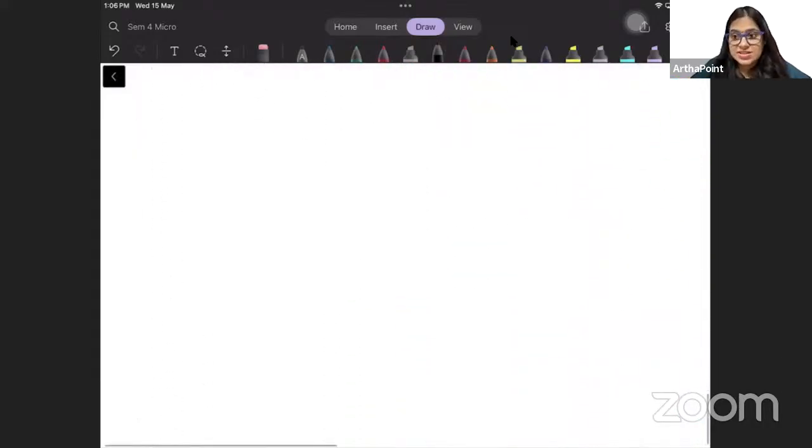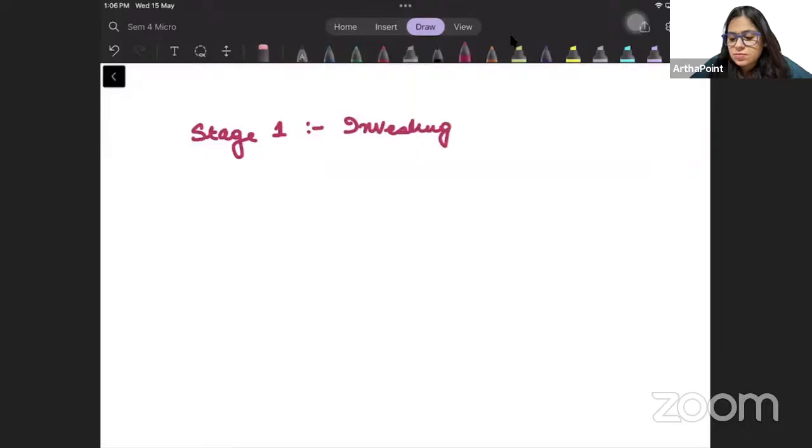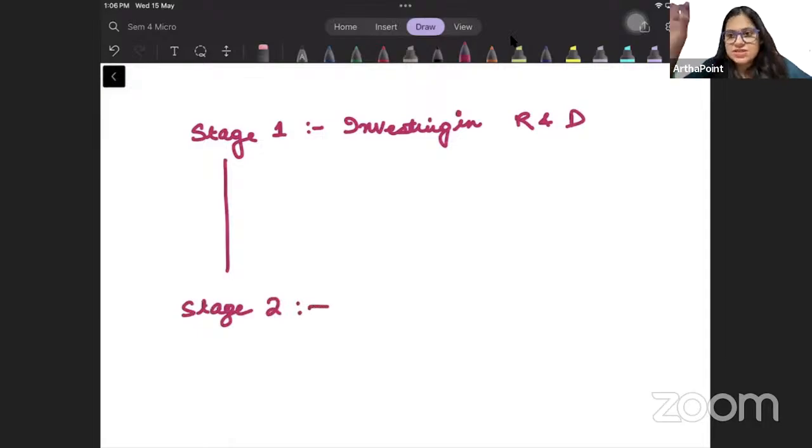Okay, now try to understand. ध्यान से सुनना. Beta, stage 1. In stage 1 every firm is investing in research and development, in R&D. Stage 2, after the firms have invested their money in R&D, एक बार उन्होंने रिसर्च एंड डेवलपमेंट में पैसा लगा दिया, then they determine the equilibrium quantities to sell.